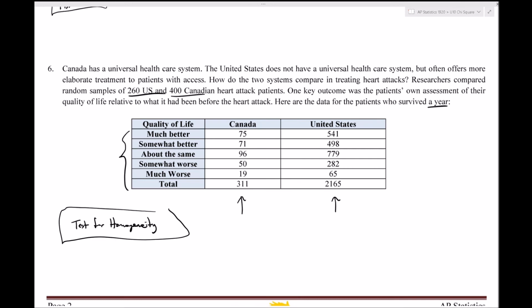Then how would I calculate degrees of freedom? Same as always. How many categories, by the way? 1, 2, 3, 4, 5. So that would be 4, because there's 2 populations. So degrees of freedom is 4 times 1.